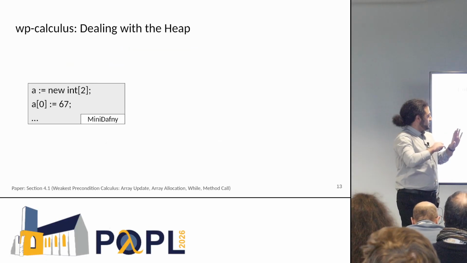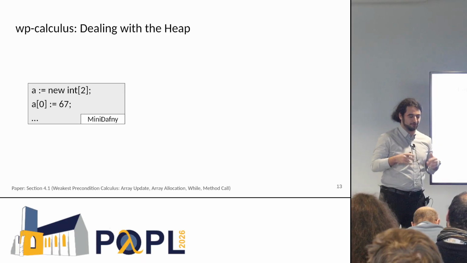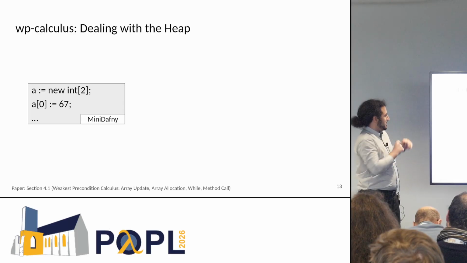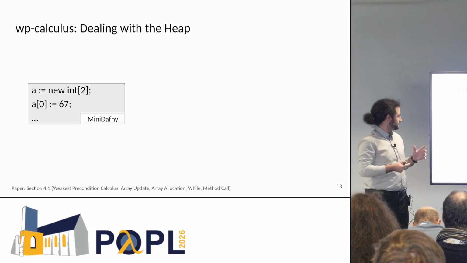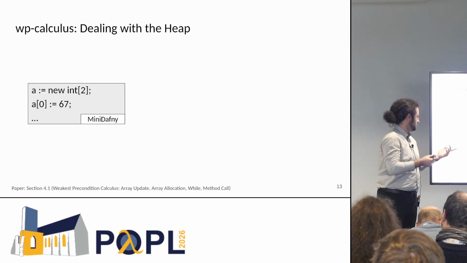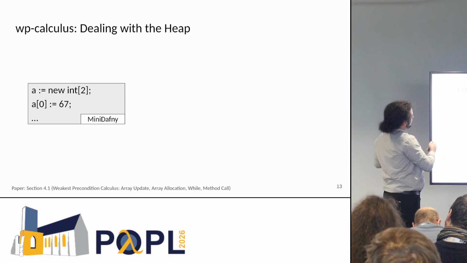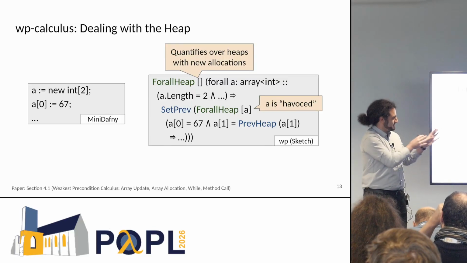OK. So return is a very simple statement. And I'm sure, you know, it's maybe not very deep. But heaps are a bit more complicated. So what I have here, for example, is if you allocate an integer array of size 2, and you initialize the first element to be 67, you need to generate some weakest precondition. And it looks something like this.